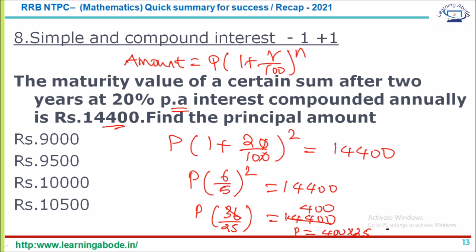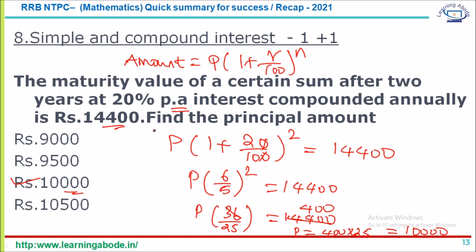That's 10,000. See, because it is 10,000 and this is 14,400, that's like 1.2 square. That is, 144 is 1.2 square. So we can make an easy prediction, but anyhow I'm just using the conventional method. I've solved it. So simple interest and compound interest are purely dependent on formula, and you can definitely expect one question on simple interest and one on compound interest.